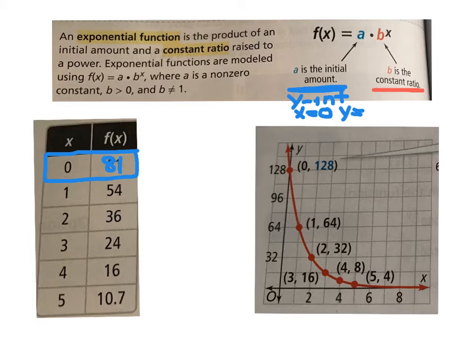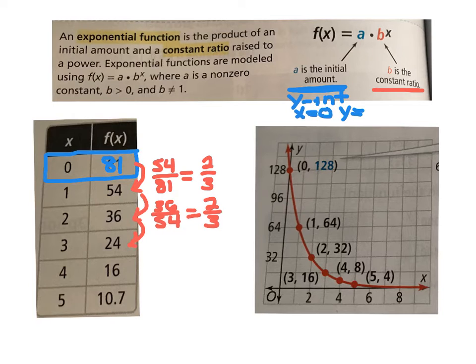Now we need to find the constant ratio. So we're looking for how we get from here to here. If I take 54 divided by 81, that comes out to be a repeating decimal. So let's leave it as a reduced fraction, which would be 2/3. As I go from 54 to 36, 36 divided by 54 will reduce to a fraction of 2/3. And check it 3 times to make sure that we have a pattern. 24 divided by 36, again, will reduce to 2/3.